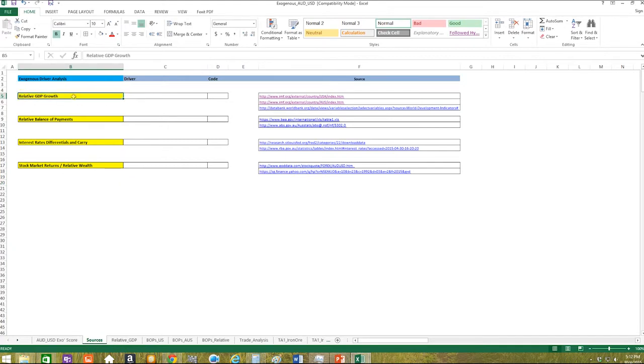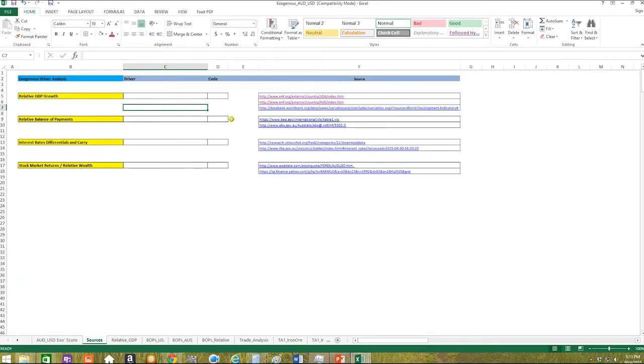When we start off in relative GDP growth, what we really want to get is obviously the GDP data. Now, for the United States, you can use the sources from the endogenous analysis spreadsheet. In the United States, we're going to be getting those numbers from the St. Louis Fed.